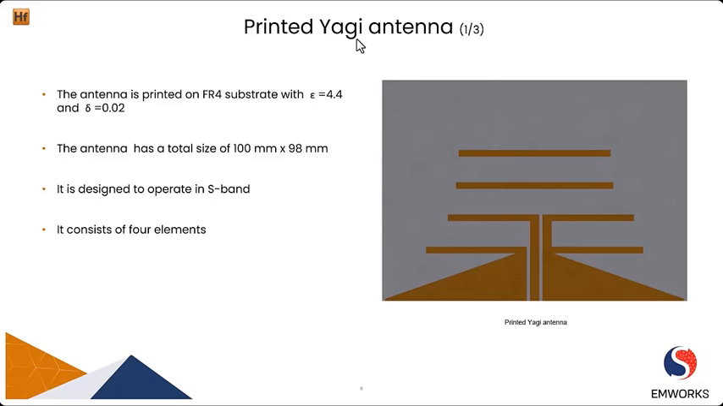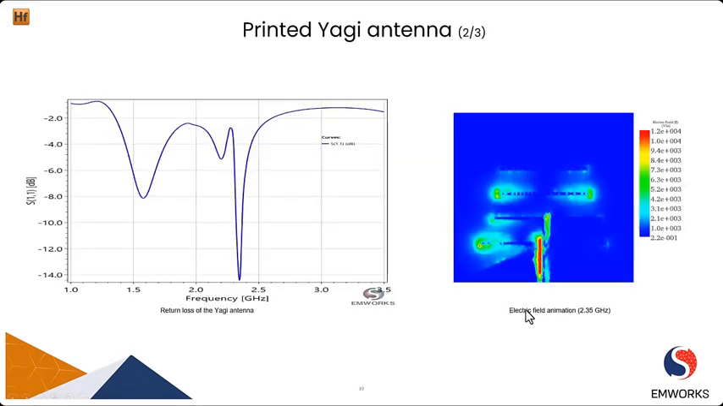The antenna is designed to operate in the S-band. It consists of 4 elements. So basically we have a reflector, the driven element, and 2 directors. First, let us study the performance of the antenna without the CubeSat.